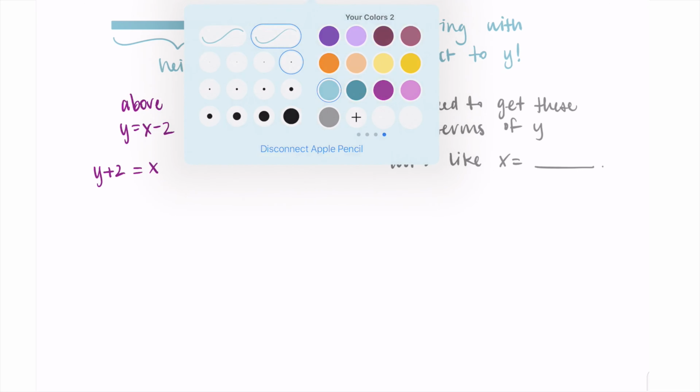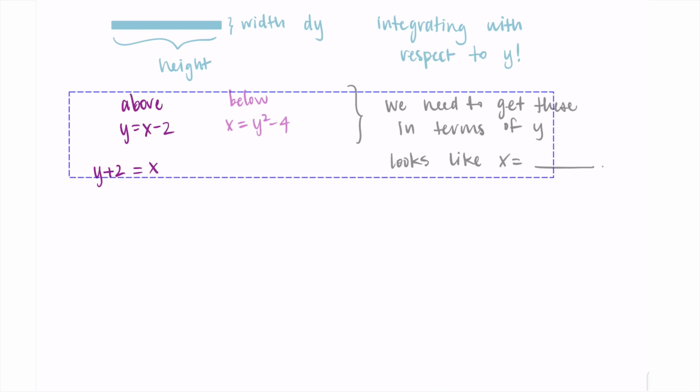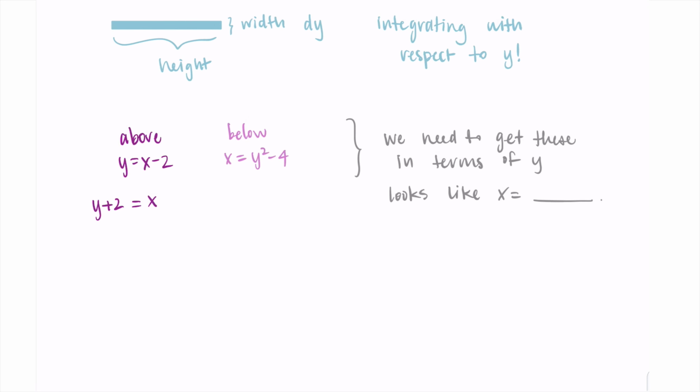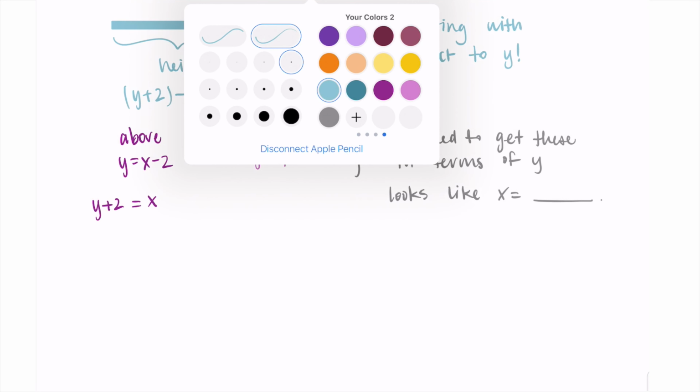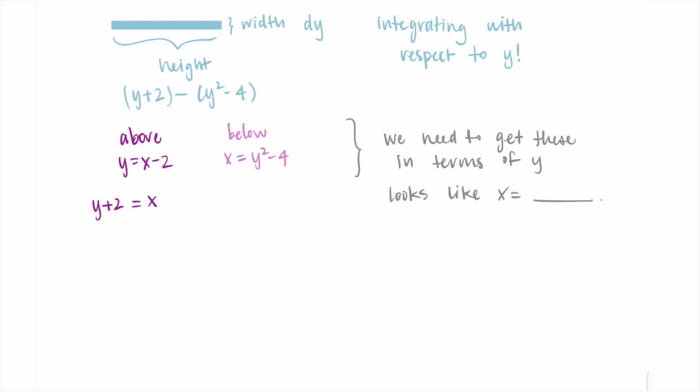Now I can think about the height of my rectangle. If we look at the height, I have the above function y plus 2, and I'm going to subtract off the below function y squared minus 4. And so now we have the height and the width of our rectangles, and we can integrate. Okay, so the main thing we're going to set up now is an integral, and we're going to figure out these bounds in a second. But we're going to do the height, y plus 2 minus y squared plus 4 dy. So we're integrating with respect to y.